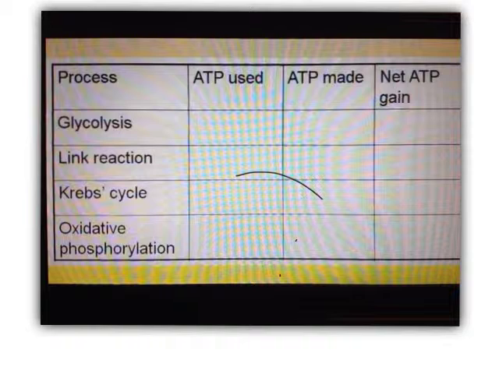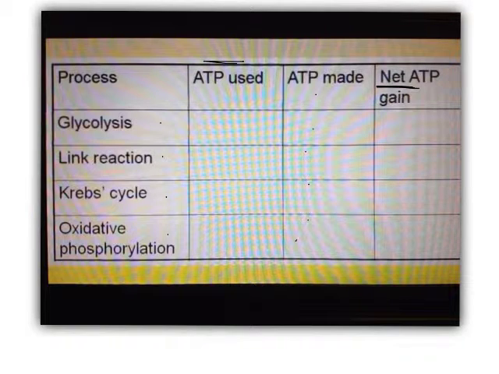The thing I'm showing you at the minute is something that really there's always a lot of debate about. When you look in the textbooks, they're all slightly different, but one of the tasks that we'll do when you come into the lesson is working out how much ATP is used here in each of these processes and how much is made, and therefore what the net ATP gain is.